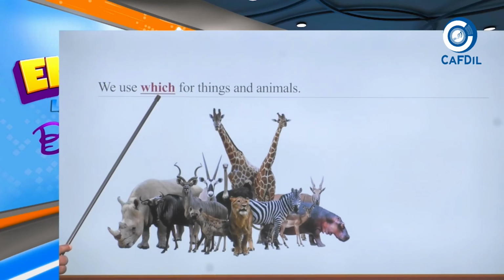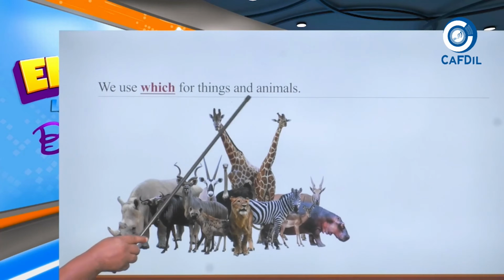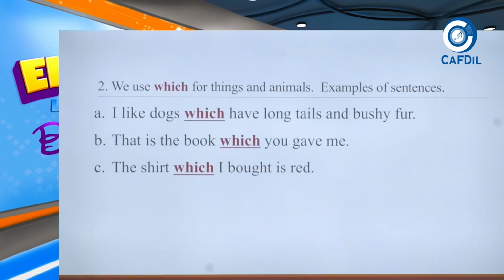We use which for things and animals. So we should know that which can only be used for things and animals. And these are the animals here. We use which for things and animals. Examples of sentences. A. I like dogs which have long tails and bushy furs.